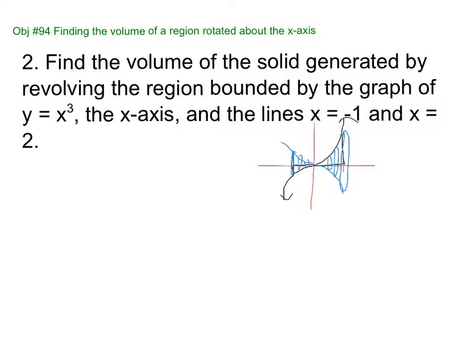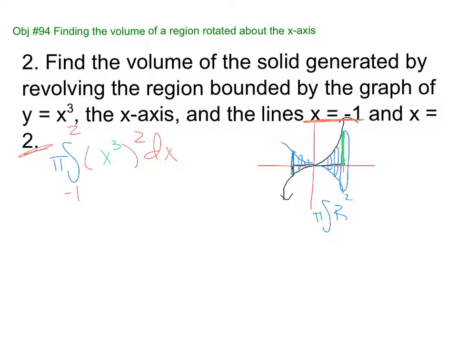So again, we're focused on the integral of pi r squared. So pi, and they're giving me my ends, -1 to 2, of something squared. What are we squaring? What is the radius of our circle? Well, the radius is just the function, right? So x cubed squared.